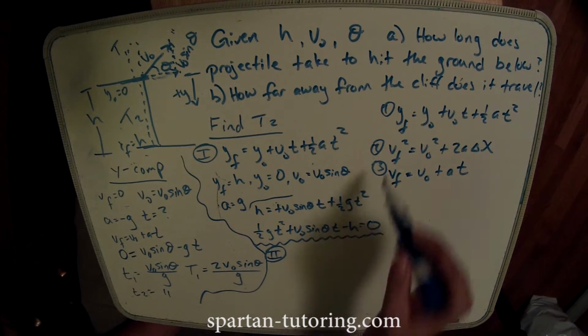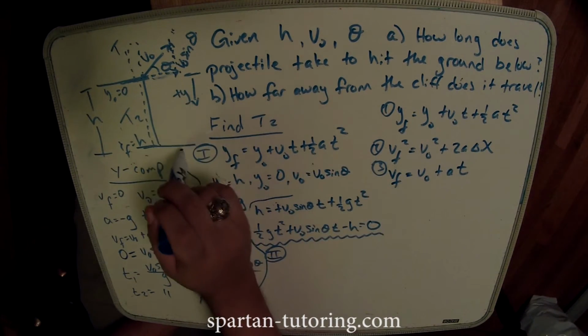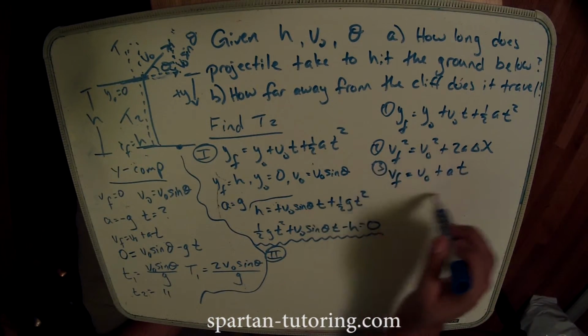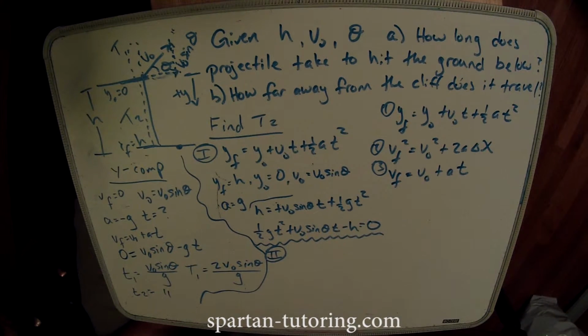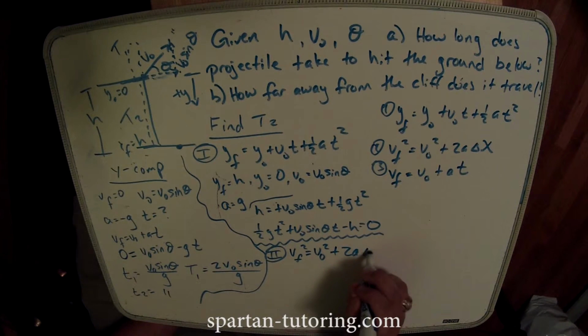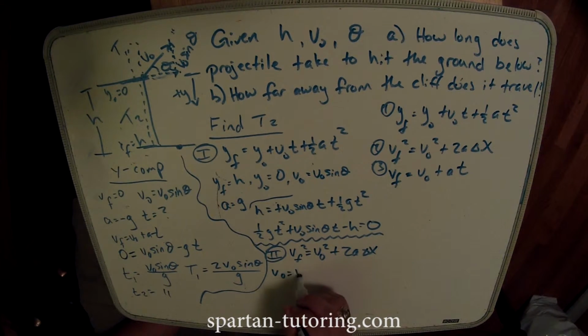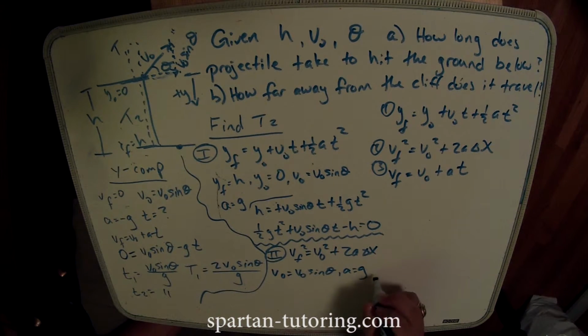Option 2 says, let's find the final velocity at this point, and once I have this final velocity, I can plug it into equation 3 and just solve for time. Okay, so let's try that. Vf squared is equal to v naught squared plus 2a delta x. And delta x is the distance traveled. Vf is what we're looking for. V naught is still v naught sine theta, and a is still g. I'm keeping the same direction, positive y is still going down, and delta x is equal to h.